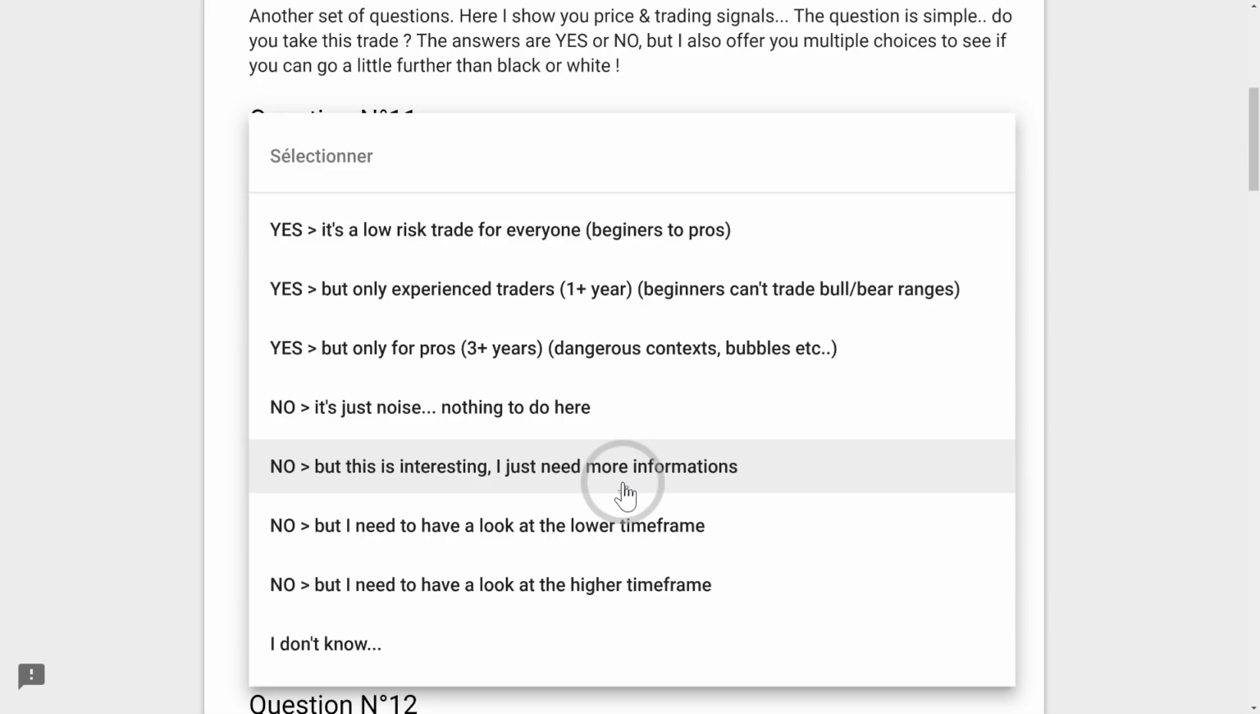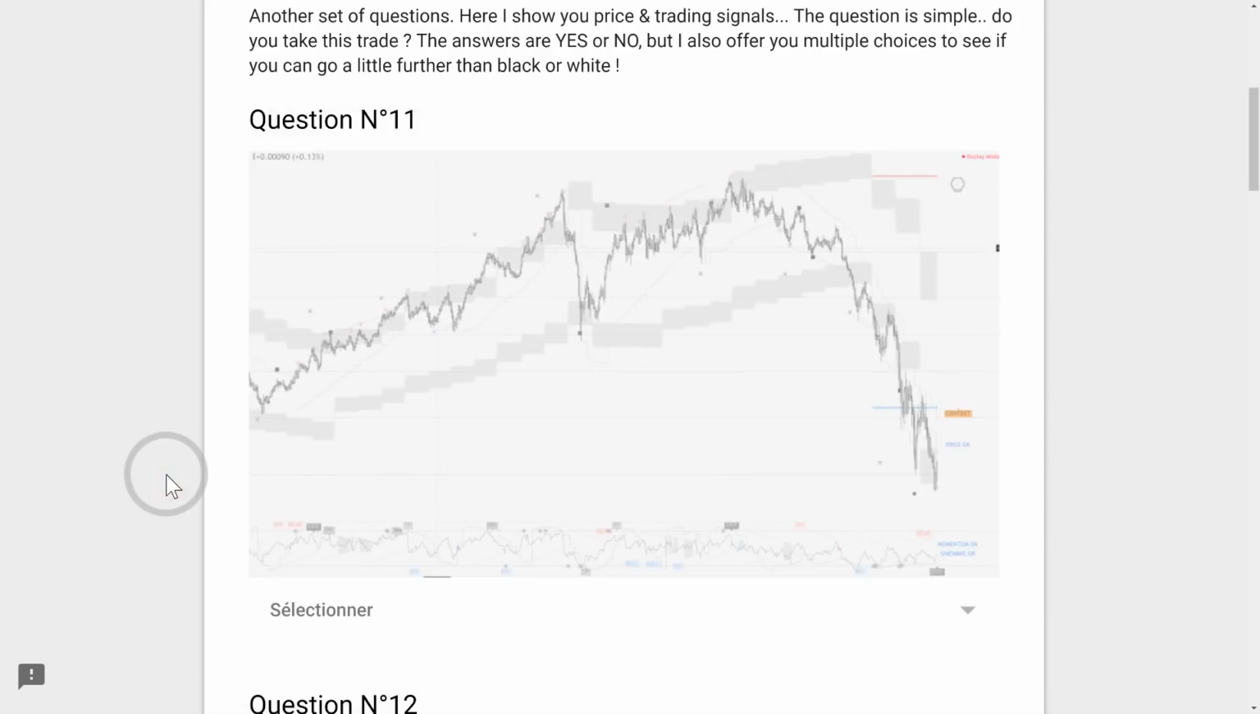And the final two answers are: no, but it would still be interesting to have a look at the lower time frame, to have a more precise vision, a more aggressive approach on this kind of signal. Or no, but I need to have a look at the higher time frame, which means the time frame you're looking at is a little bit too aggressive, but there's probably something else to do out of this market, in a broader picture perspective. All right? So let's put that in perspective and start it all over again.